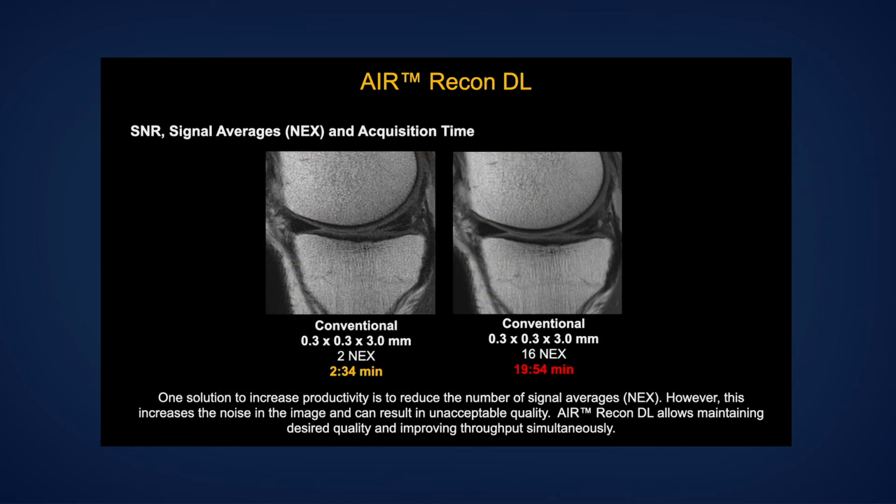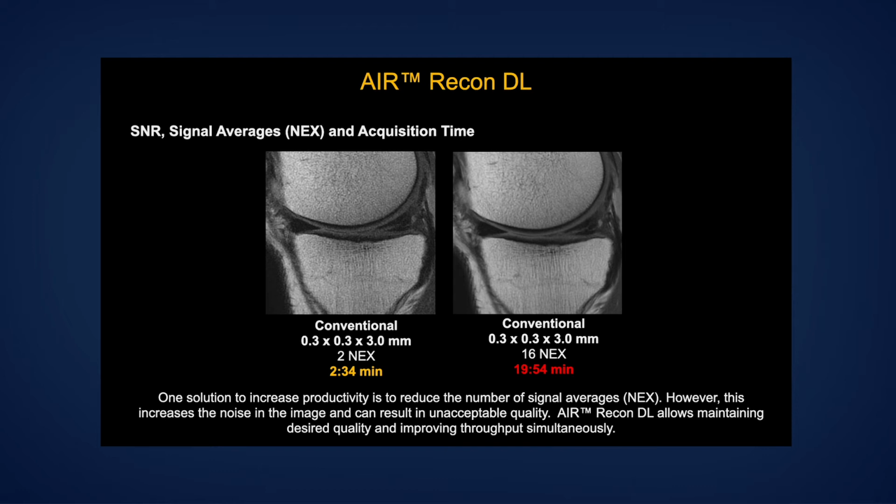Conversely, if we look at adjusting the number of acquisitions, or NEX, and contrast this with SNR and acquisition time: on the conventional image on the left, this is a 0.3 in-plane resolution image at two NEX, approximately 2.5 minutes. You'll notice it's somewhat noisy. Notice the oblique horizontal tear of the posterior horn medial meniscus with a small parameniscal ganglion cyst along the capsular junction.